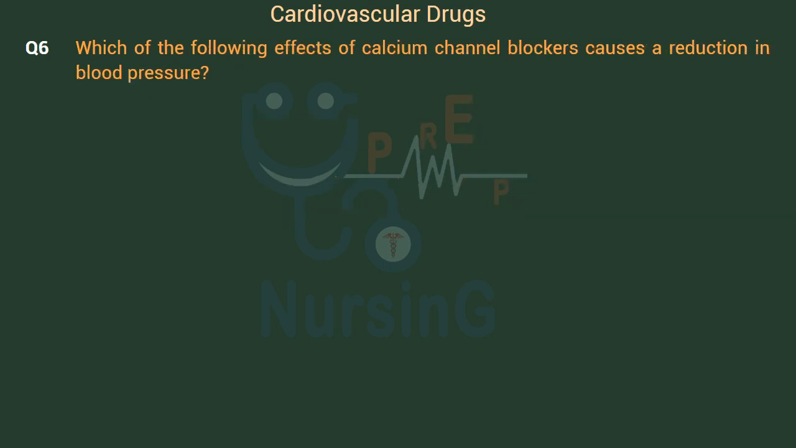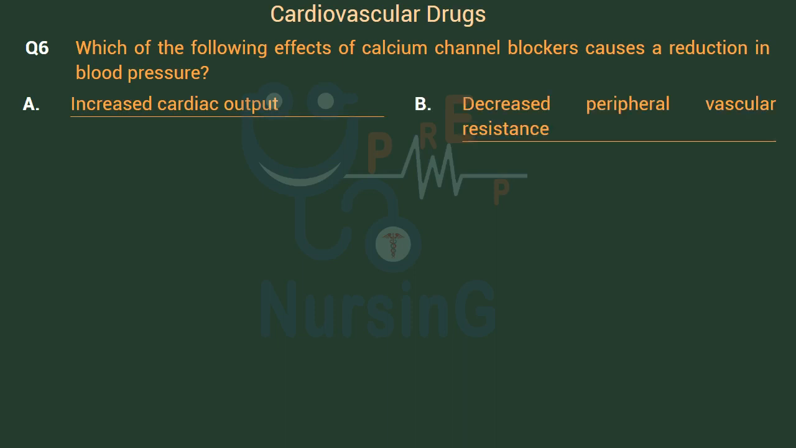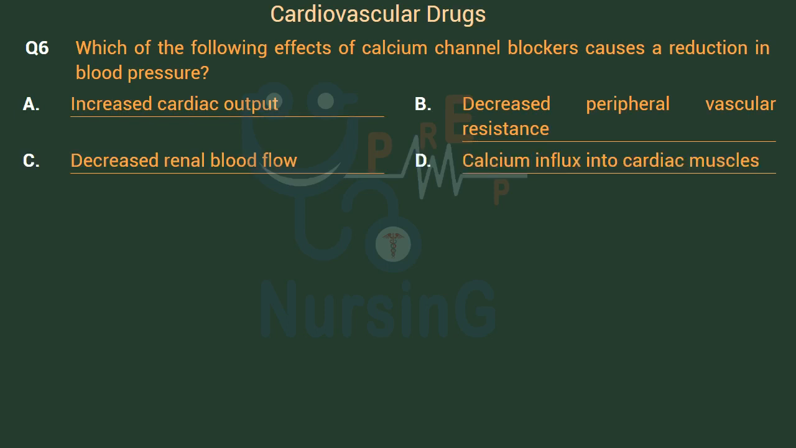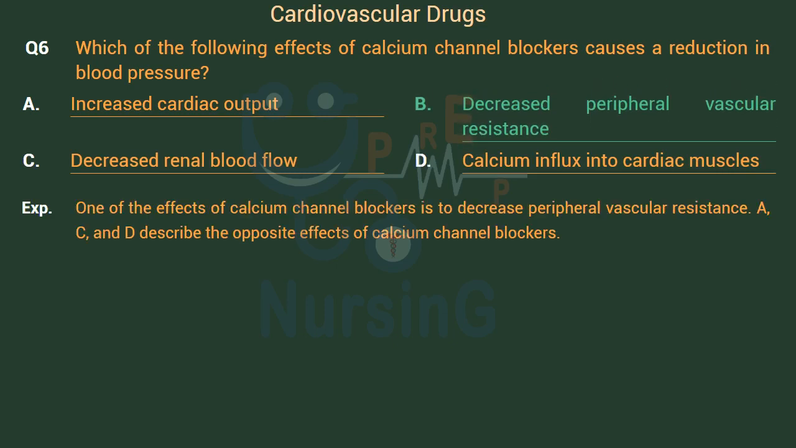Which of the following effects of calcium channel blockers causes a reduction in blood pressure? Option A. Increased cardiac output. Option B. Decreased peripheral vascular resistance. Option C. Decreased renal blood flow. Option D. Calcium influx into cardiac muscles. Right answer is Option B. One of the effects of calcium channel blockers is to decrease peripheral vascular resistance. A, C, and D describe the opposite effects of calcium channel blockers.